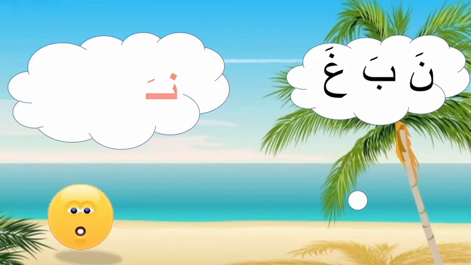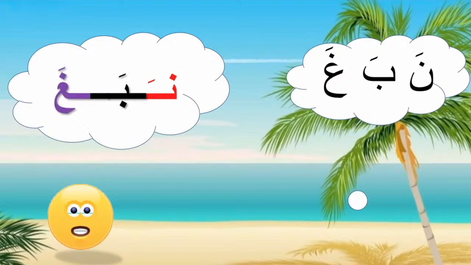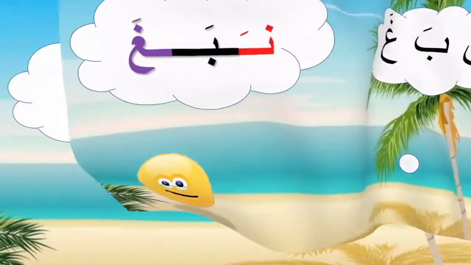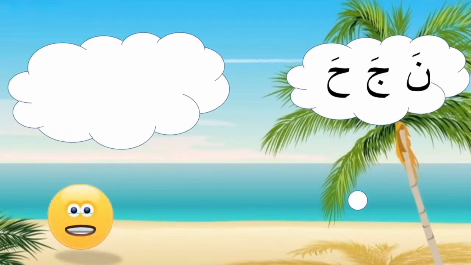Next I have three letters: na, ba, and gha. Let's see how we can put them together. Na, ba, together, naba. And then gha, together, nabagha, nabagha.